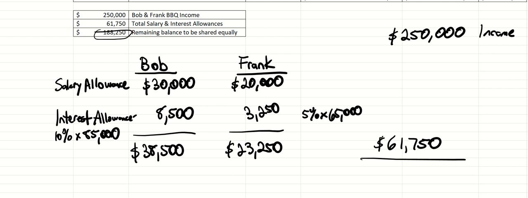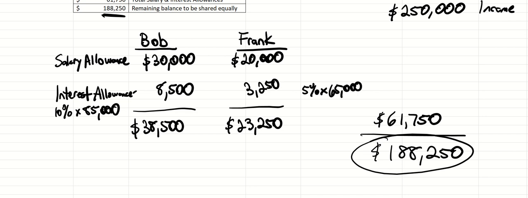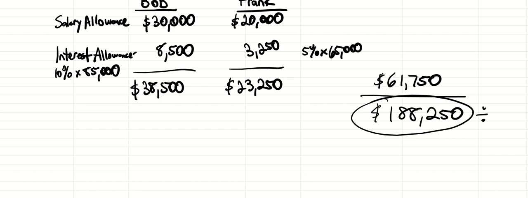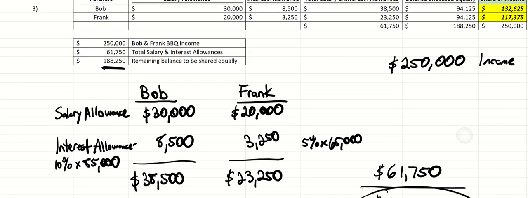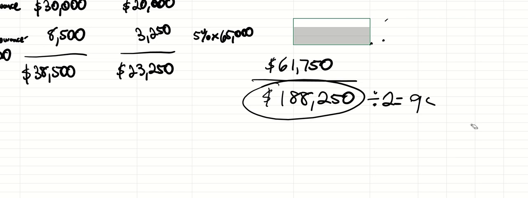Well, the number's already there. It's right here, $188,250. So 250 minus 61,750, that's $188,250. Okay, so this means that this amount needs to be shared equally amongst Bob and Frank. So we divide this amount by 2. That should give us, I already did this, $94,125. There we go, $94,125.